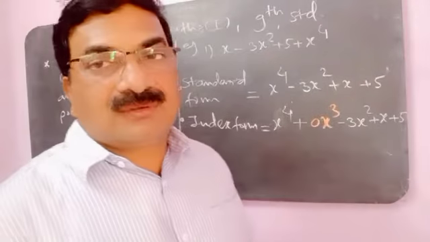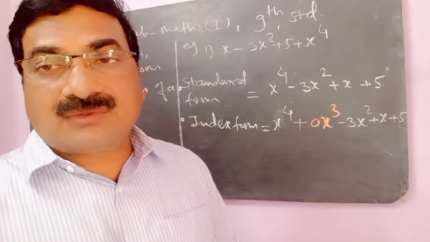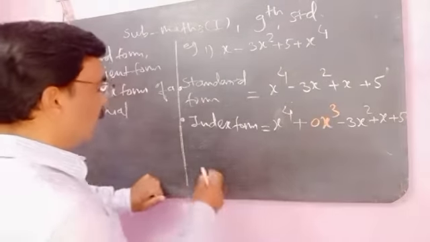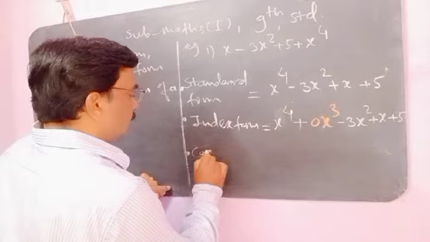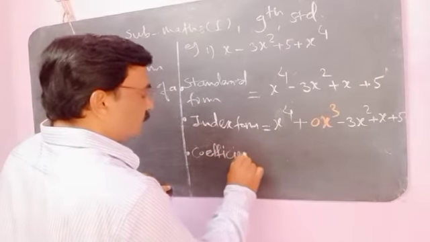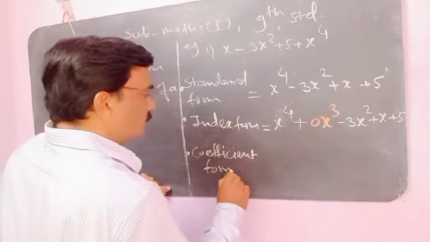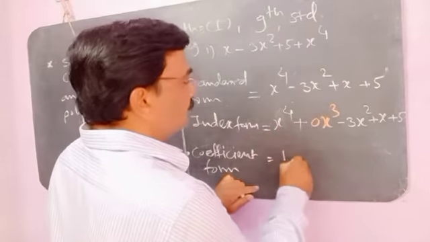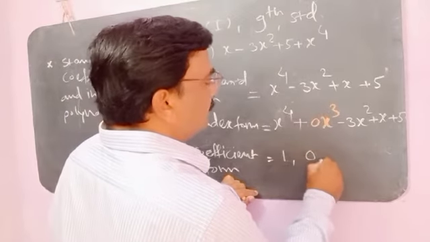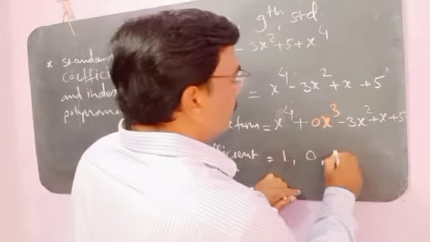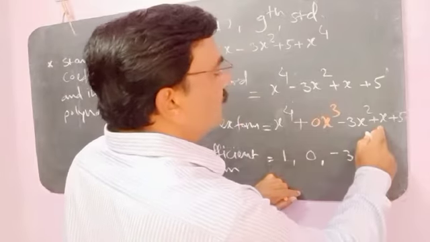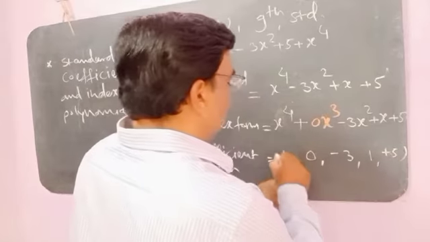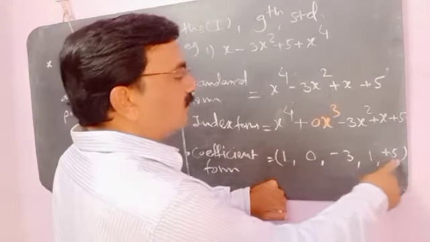Then coefficient form. In the coefficient form, we only have to take their coefficients. फक्त त्यांचे सहगुणक घ्यायचे त्यांच्यामध्ये. Coefficient form. Then the coefficient of the first term is 1. Coefficient of the second term is 0. Coefficient of the third term is minus 3. Coefficient of the fourth term is 1. And the coefficient of the last term, that is the constant term, is plus 5. 1, 2, 3, 4, 5.